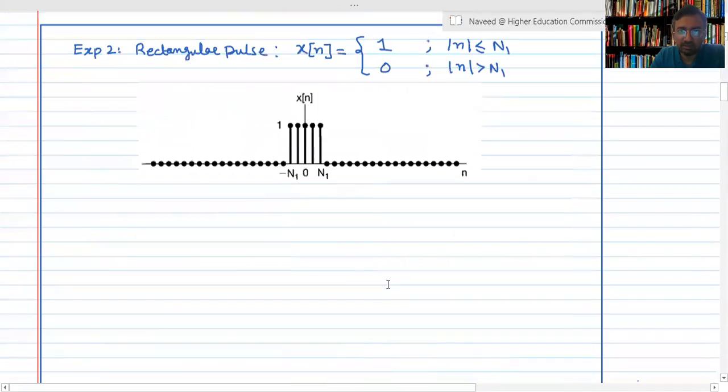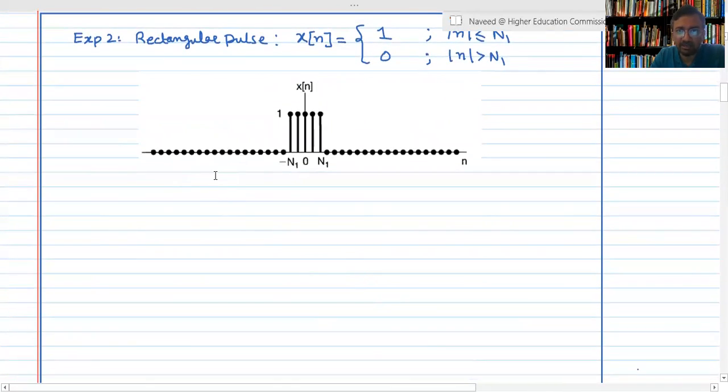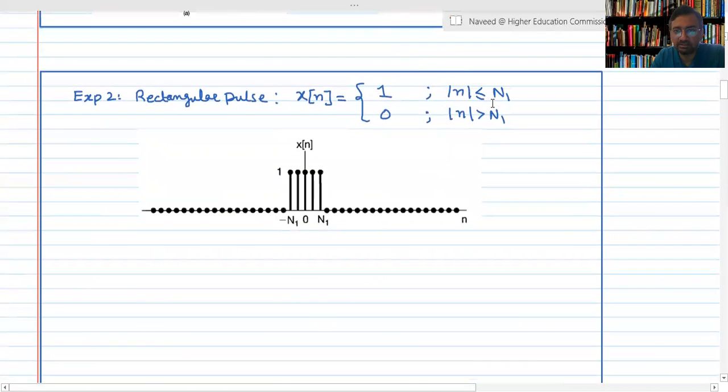Now, in the next example, we consider a discrete time rectangular pulse. And the functional form x[n] is 1 if the absolute value of n is less than or equal to capital N1, where this capital N1 is an integer, and it is 0 otherwise. And here is an example of a rectangular pulse where the value of capital N1 is 2.